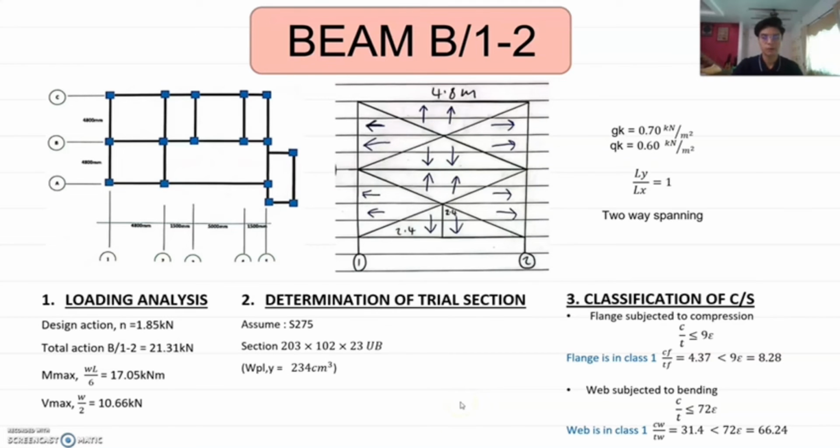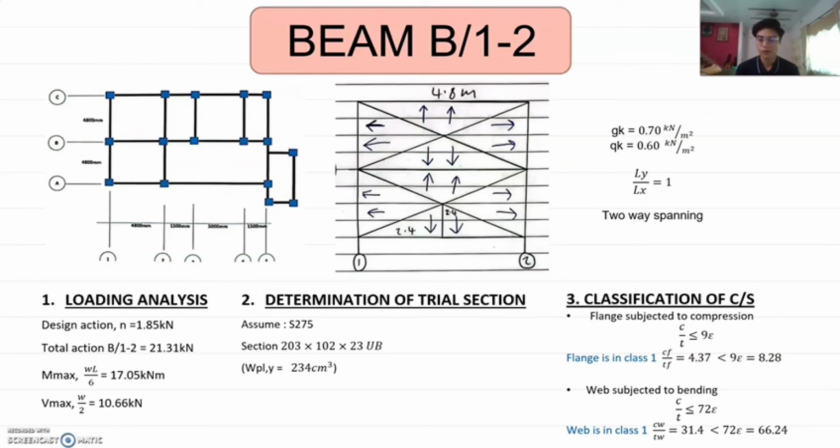In this slide, I'm going to talk about the beam B12. For the GK, we have 0.7 kN per meter square and QK 0.6 kN per meter square. The Ly over Lx is equal to 1. So that means it is a two-way spanning according to this picture right here. For the first step, we have to find the loading analysis. The design action is 1.85 kN. The total action for B12 is 21.31 kN.